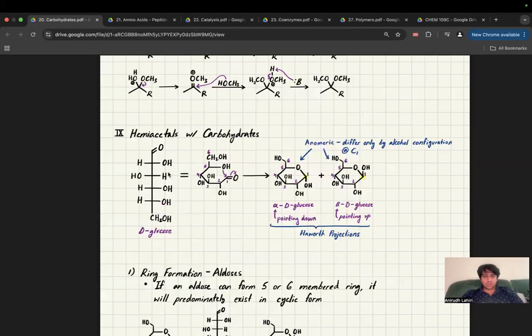This structure is called a Haworth projection. It's a little bit hard to explain, but basically we take this structure and we rotate it onto its side. So it starts like this, right? And then we rotate it this way. And with that, we see the carbonyl O here, we see the OH down, we see the OH up here, we see this OH down, we see this OH up here.